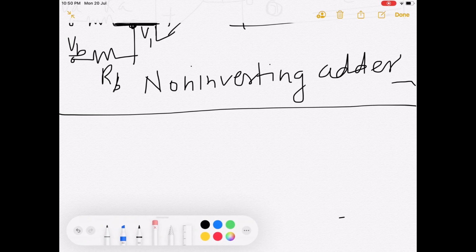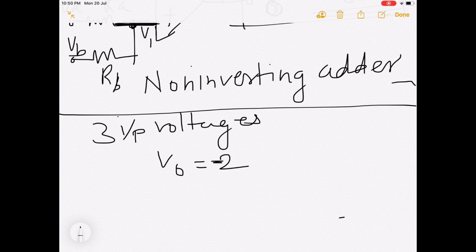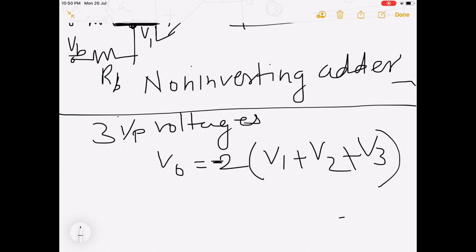Suppose design a summing amplifier to add 3 input voltages. The output of the circuit must be equal to 2 times the negative sum of inputs. Inputs are V1, V2, V3. It is given, and you have to design the adder.